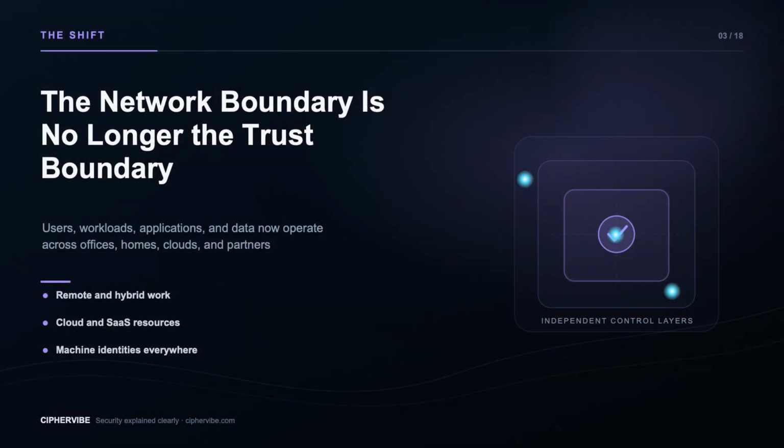Enterprise work no longer stays behind one office firewall. People connect from homes and mobile networks. Applications live across data centers, software services, and multiple clouds. Automated workloads call other workloads. A trusted subnet cannot reliably describe the authority, health, or intent of every subject inside it.